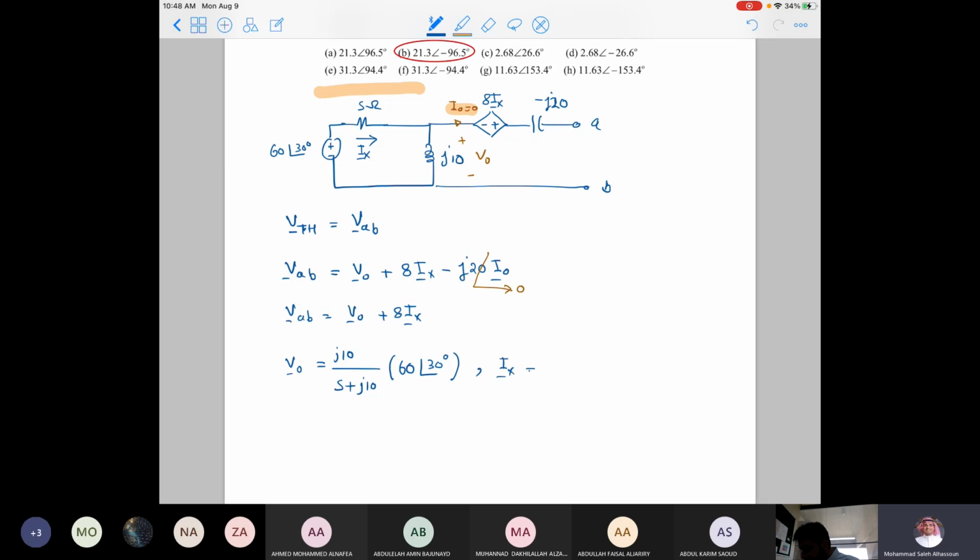IX is going to be 60 with angle 30 divided by 5 plus J10. Okay, now I have the expressions for V0 and IX. So I can go ahead and substitute. If I substitute, I will end up with the following expression.